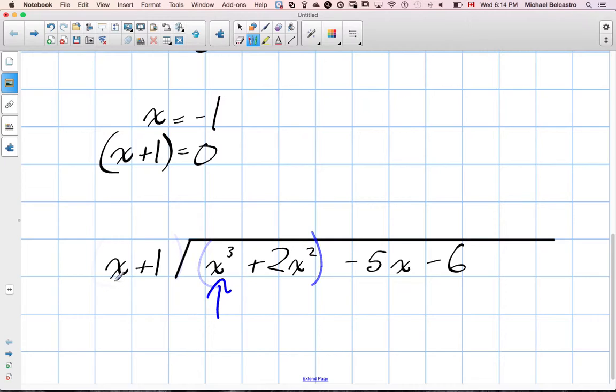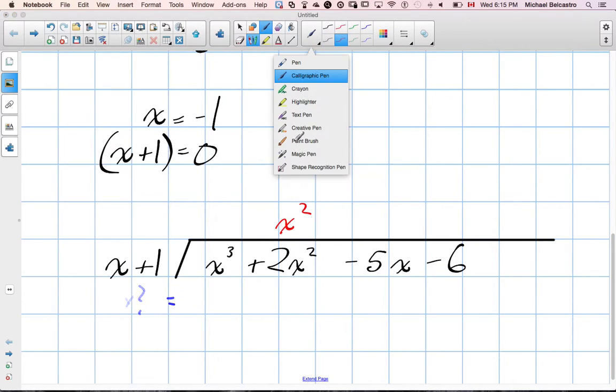So I need to multiply the x times something that will essentially eliminate this x cubed. In other words, I need to create an x cubed. So x times what is equal to x cubed? That's my question here. X squared. X squared, exactly. So my x squared goes here.